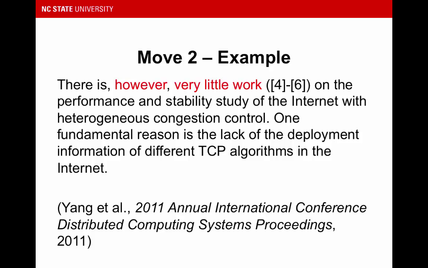In this second example, they use our most famous contrastive turn, however, along with a short phrase. This statement reads, there is, however, very little work on the performance and stability study of the internet with heterogeneous congestion control. And then they give a statement of why this is. So you can see again how one of those contrastive turns work. The contrastive turn is very important because it draws the reader's eye to it right away.